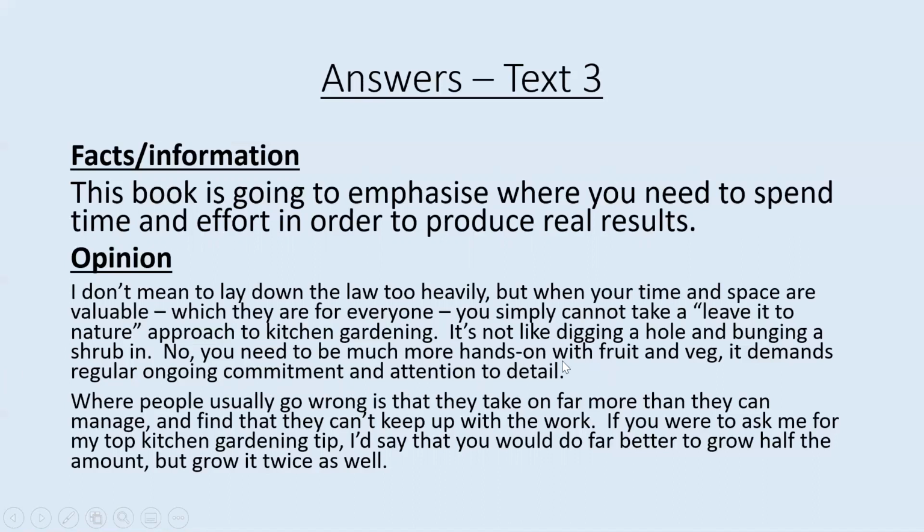For this sentence: "Where people usually go wrong is that they take on far more than they can manage and find that they can't keep up with the work. If you were to ask me for my top kitchen gardening tip, I'd say that you do far better to grow half the amount, but grow it twice as well." So we can see the phrase there, "If you were to ask me for my top kitchen gardening tip." That's a clear indication of the author putting forward their opinion.